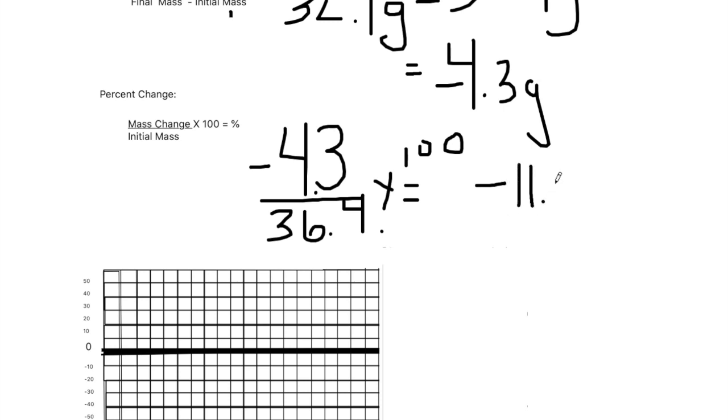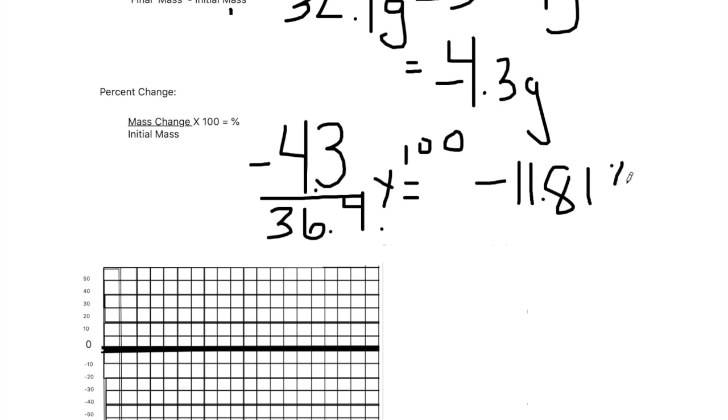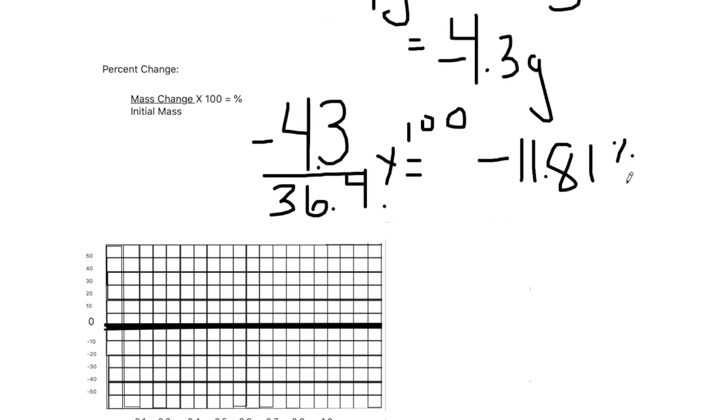So I came out with a negative 11.81, and we'll leave it there. We'll round to the hundredths place. Percent. Okay, so you're going to do that with all of your values, okay?